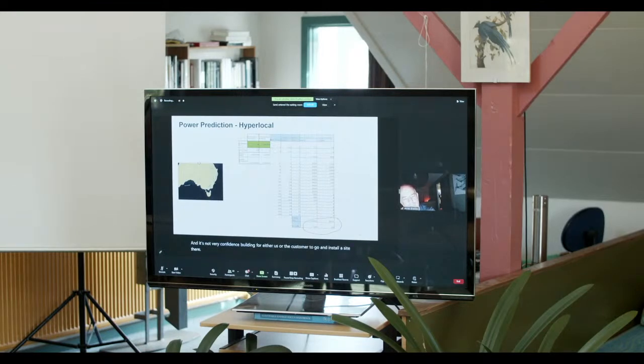And for micro wind turbines, it's not really feasible to go and do a long-term wind study normally, unless it's a very critical site that's got big problems.